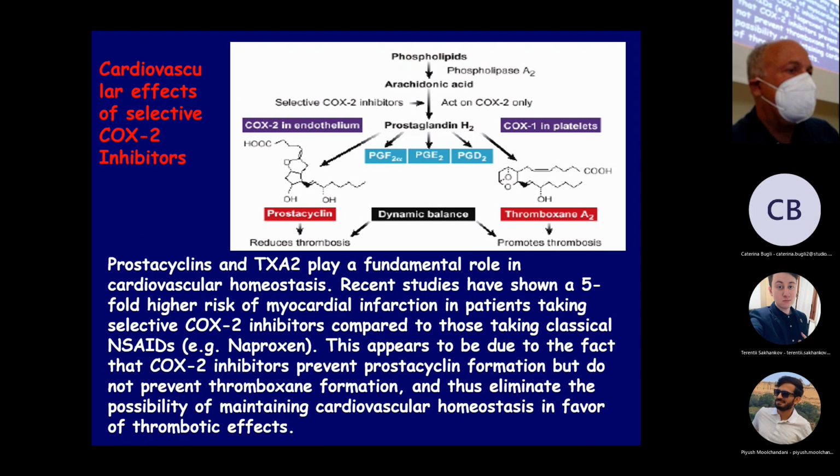So you understand, prostacyclin and thromboxane should be in equilibrium if we want to have a perfect dynamic balance of the two effects. COX-1 promotes thrombosis, COX-2 reduces thrombosis. If we block only COX-2, we have an unbalanced situation in which COX-1 is still active and can form blood aggregates.